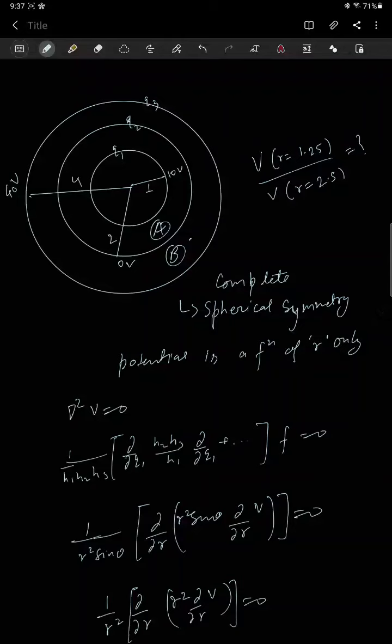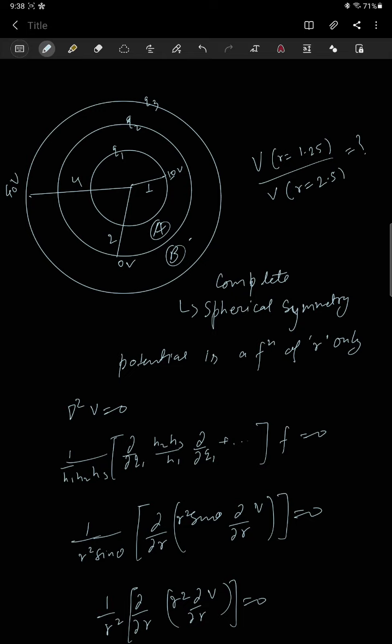So someone has asked a question that there are three concentric spherical cells. These are conducting. Their radius is 1 centimeter, 2 centimeter, and 4 centimeter. And the potential is given on these spherical cells. The potential on the 1 centimeter spherical conducting cell is 10 volt. On the 2 centimeter spherical conducting cell is 0 volt, and on the 4 centimeter conducting cell is 40 volt.